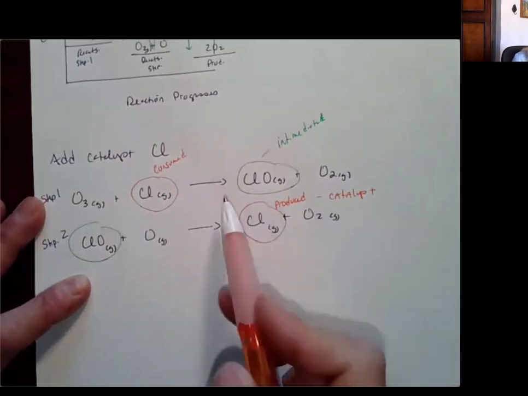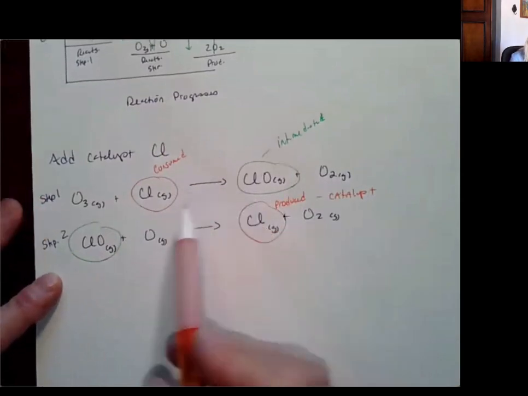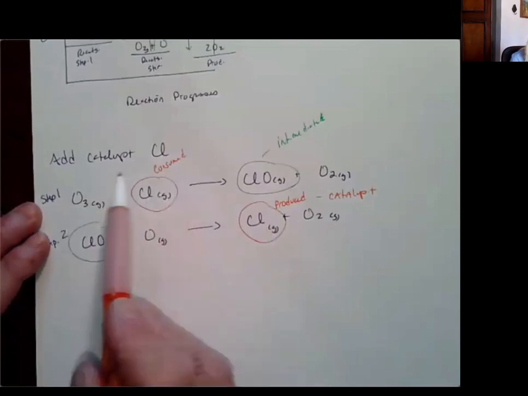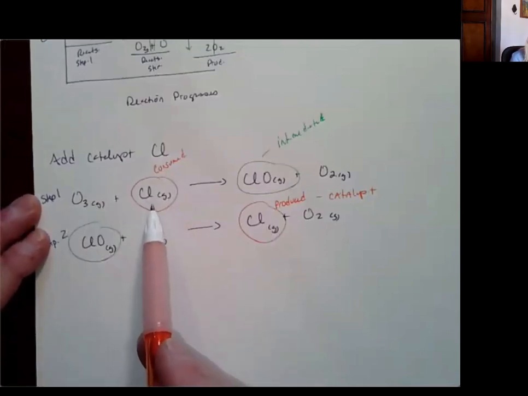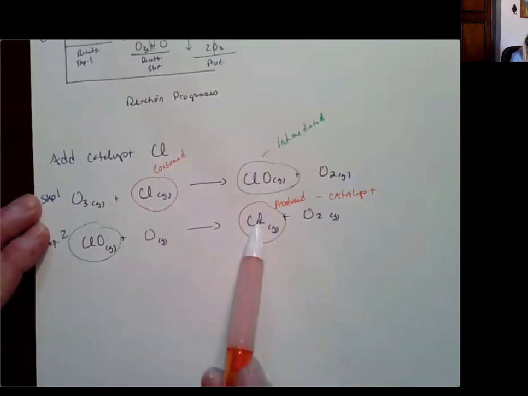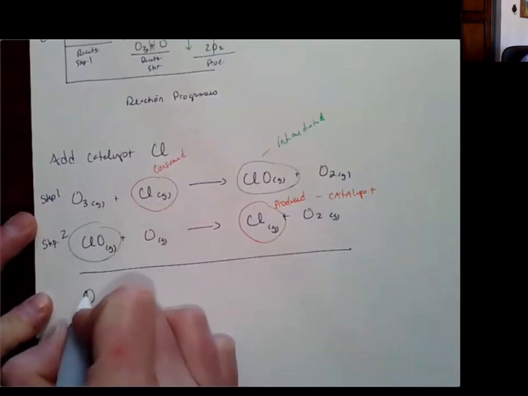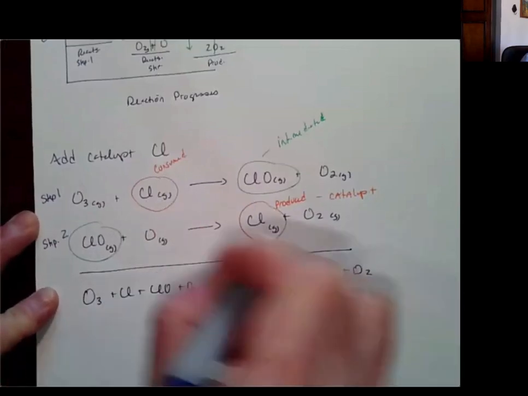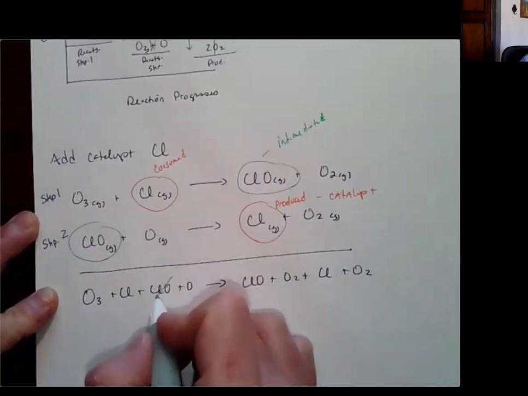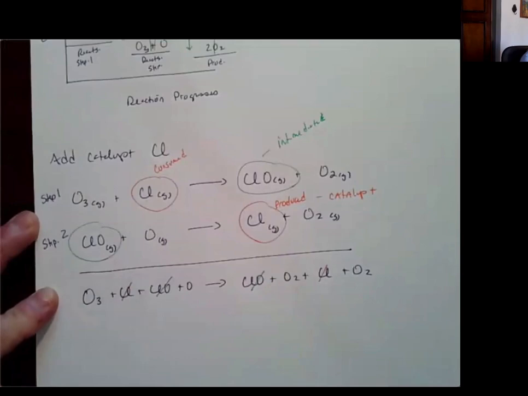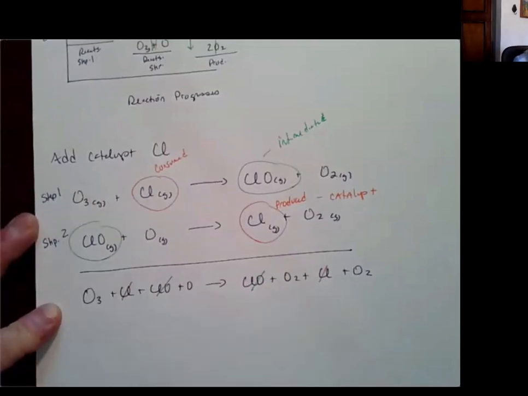So an intermediate is something that's produced as part of a step and then used in subsequent steps, whereas a catalyst is something that's there all along. It may not be written in the overall reaction because it's consumed and then it's produced, so it effectively cancels out. So if I add these together, I'm going to get the same overall reaction. So here I'm going to cancel out my intermediates. I'm going to cancel out my catalyst, and then I get my same overall reaction for step 2.